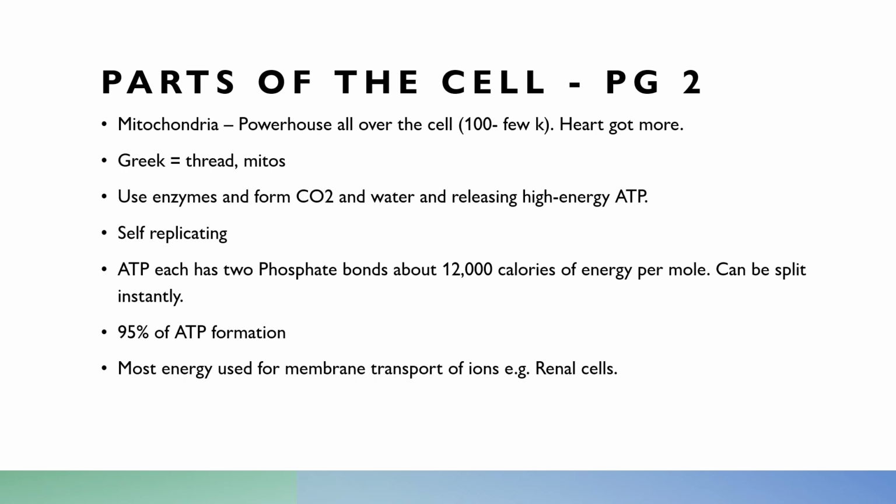And 95% of ATP is formed in the mitochondria, and most energy is used to transport ions. For example, especially the kidney cells need to transport ions from the outside to come in. Sometimes the kinetic energy is not enough, so you need a special energy for transport.